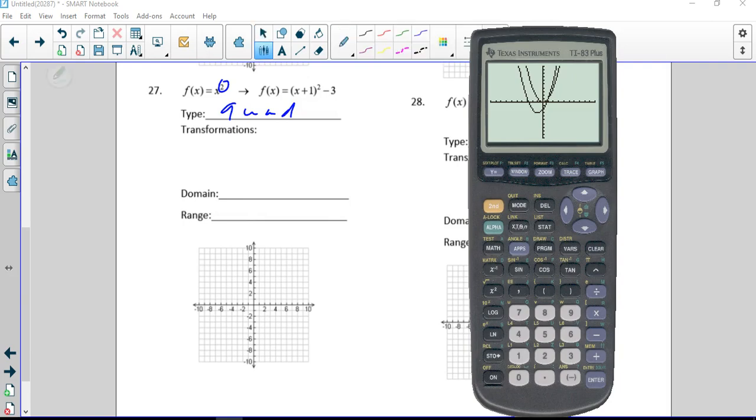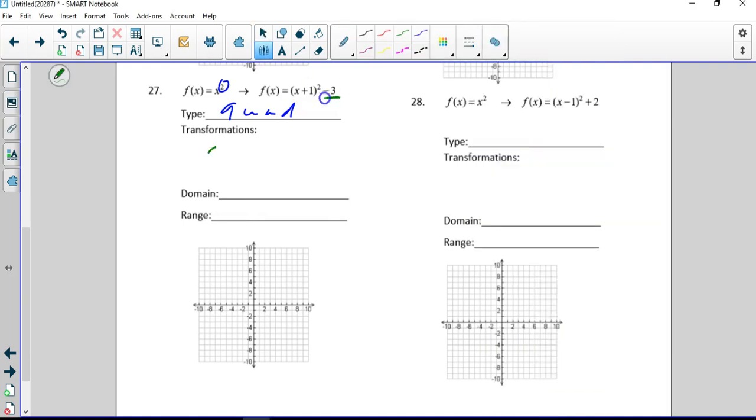So I can take my original one. Now I can say right here, I know it's going to be down 3. And this is going to move it left 1. And it just was confirmed by my graph.